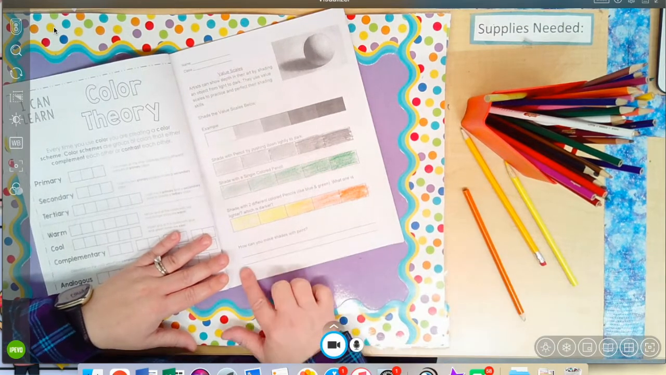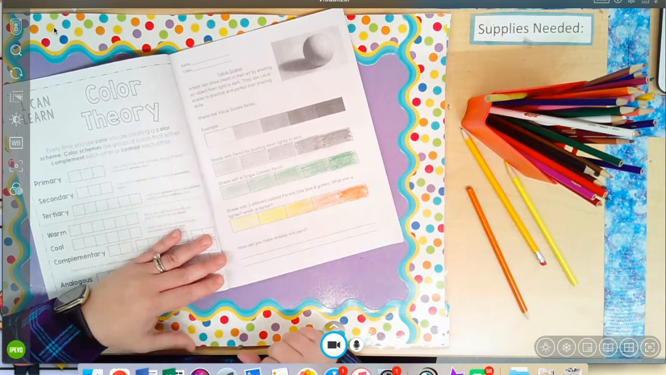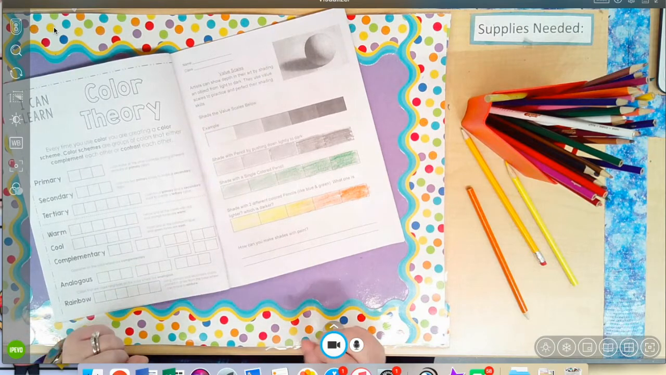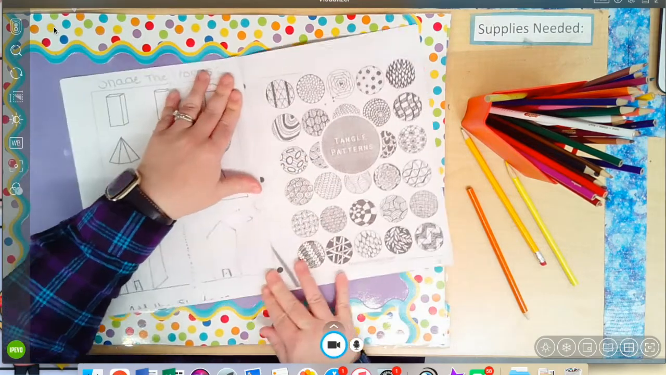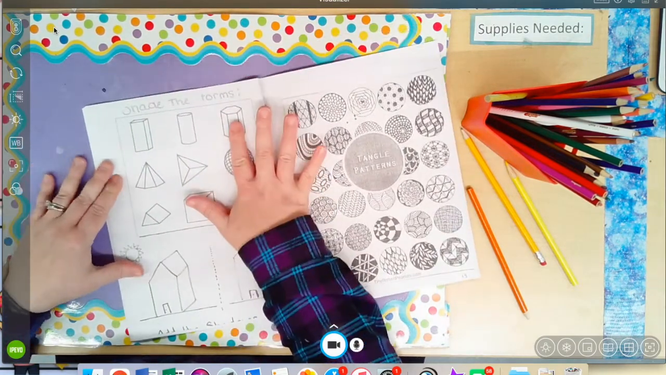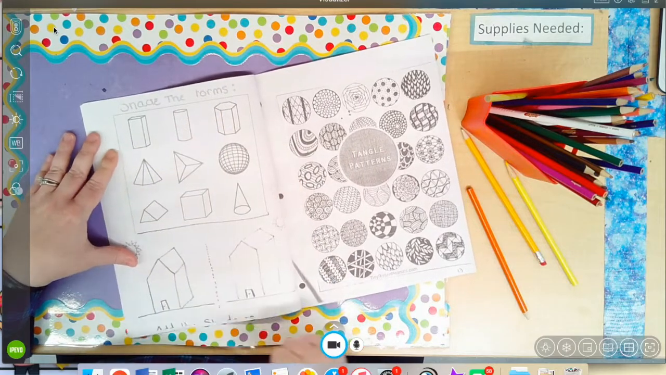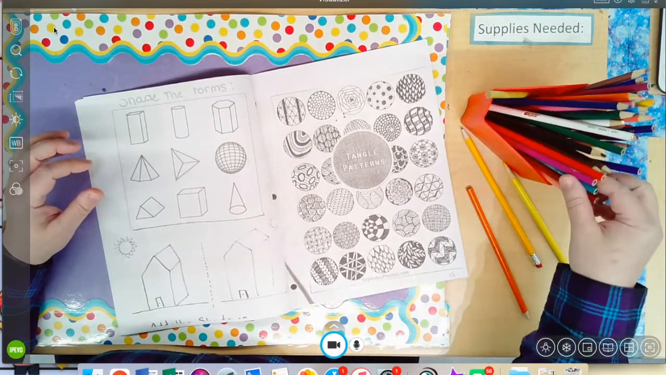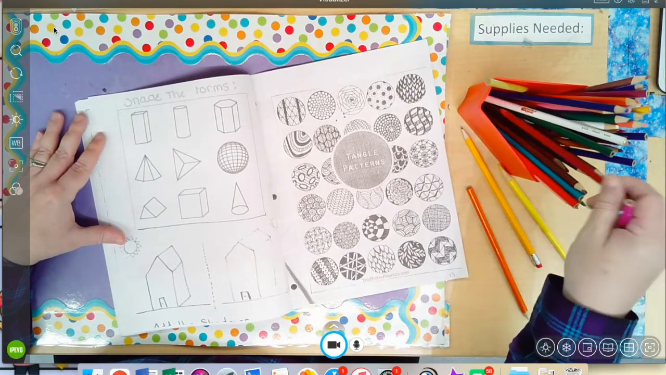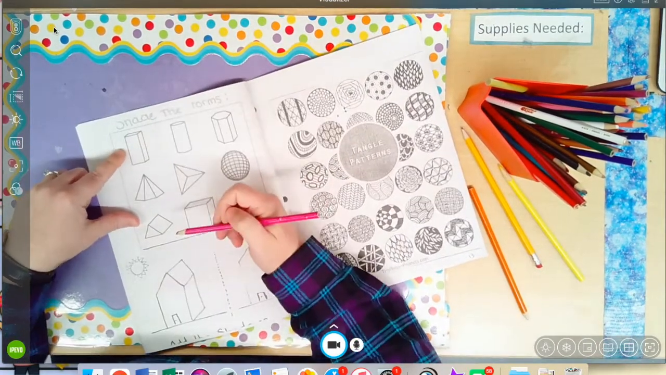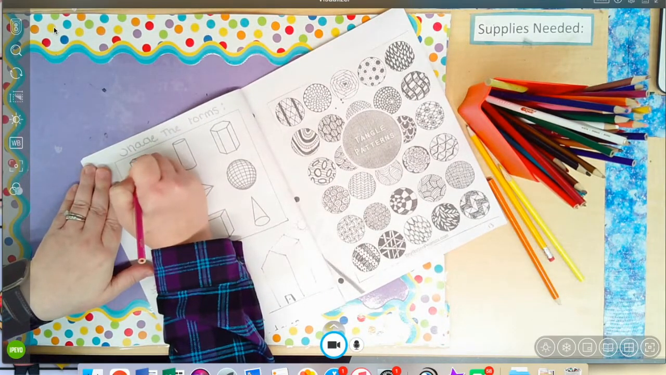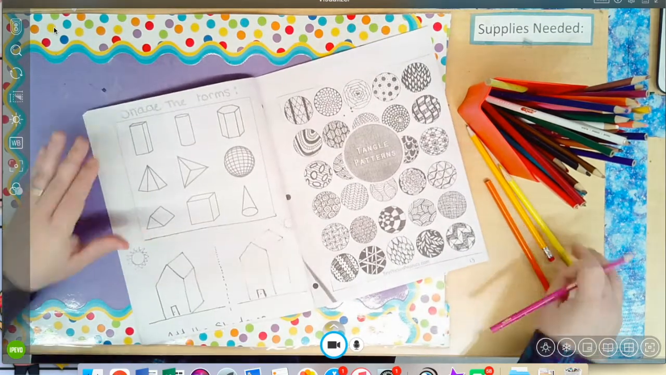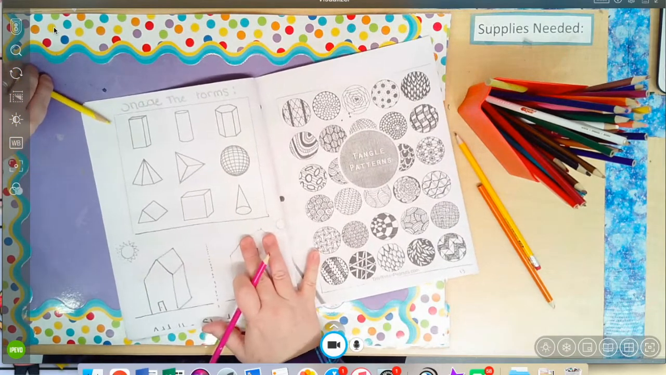Okay, so answer the question on the bottom: how can you make shades with paint? Think about that one. On the back, shade the forms. You notice that some of these have different sides, so think about where the light is hitting it. On this one, probably my light is going to hit the top part first, so I'm going to very lightly color the top. And let's say this is my sunshine, coming from this direction.